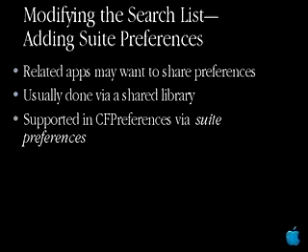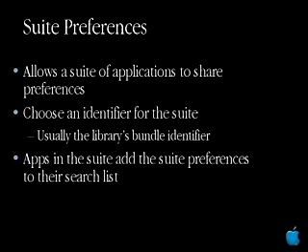In these cases, you're going to want to use the suite preferences provided by CF Preferences. We consider the applications that are going to share the preferences to form the suite. To do this, you'll need to simply choose an identifier for your suite. Usually, if you're using a shared library, we recommend that you use the bundle's identifier for that purpose. And then all the applications that link against that library or that wish to partake in the suite simply add the suite preferences to their search list.